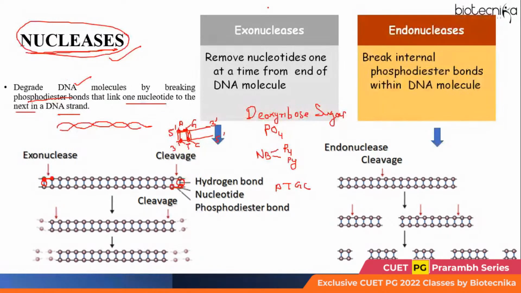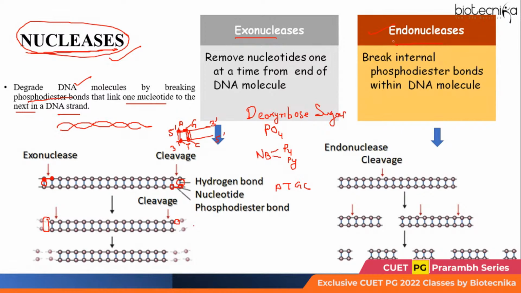So we can say that nucleases are of 2 types, exonuclease and endonuclease. As you can see here, exonucleases are the enzymes which remove nucleotides one at a time from end of a DNA molecule. That is, they are breaking this terminal phosphodiester bond, right? And they are removing the nucleotides from the end.